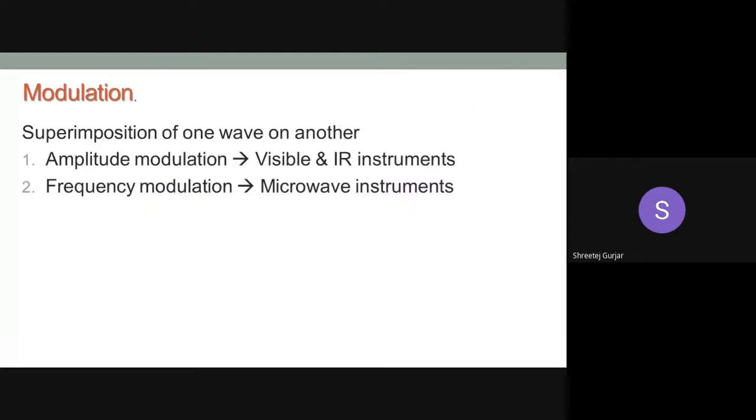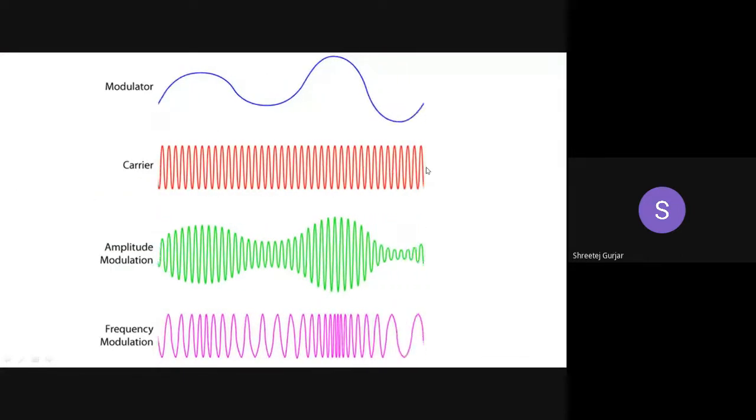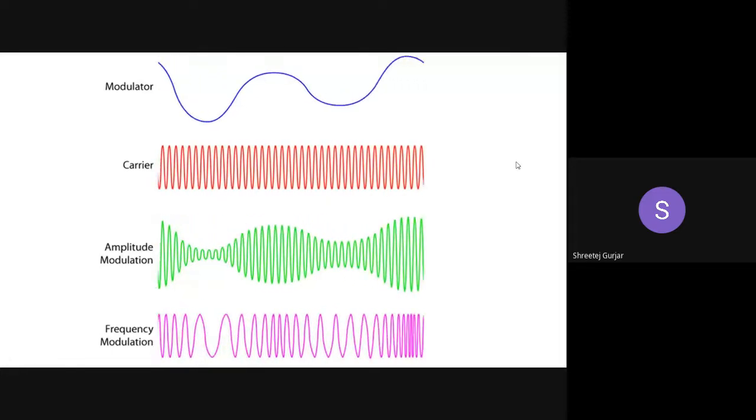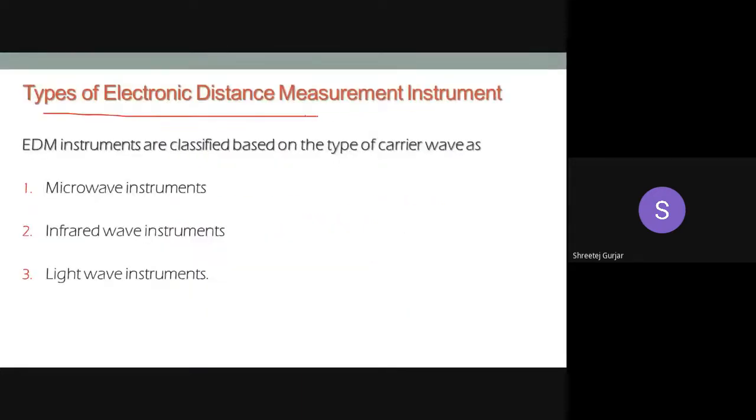Okay. So regarding modulation, we shall cover it in the next class. We are left with modulation, and then the types of electronic distance measurement instruments. These are a few instruments in your EDM. So we shall study this in the next class.